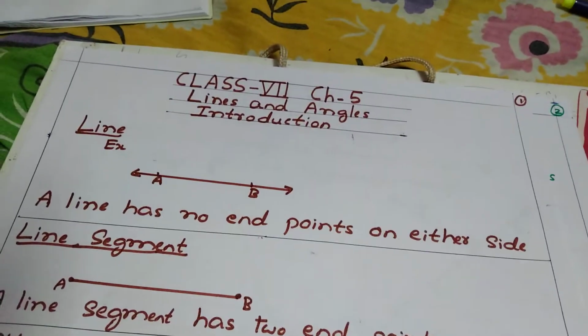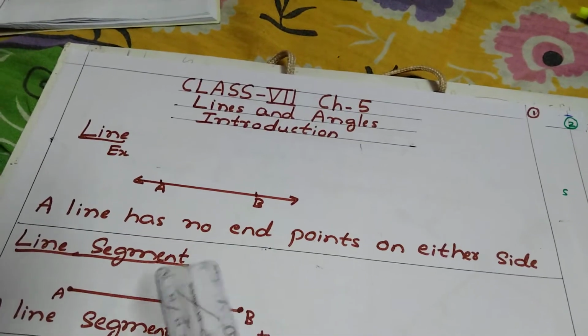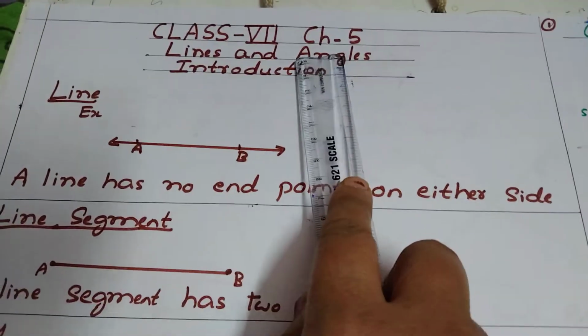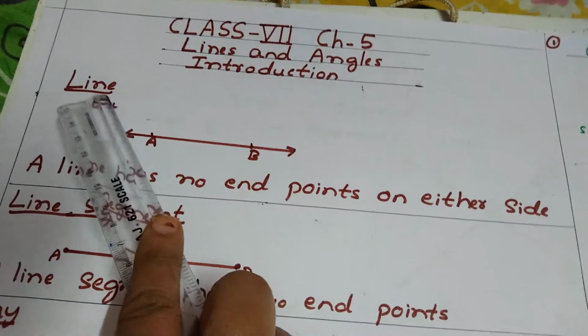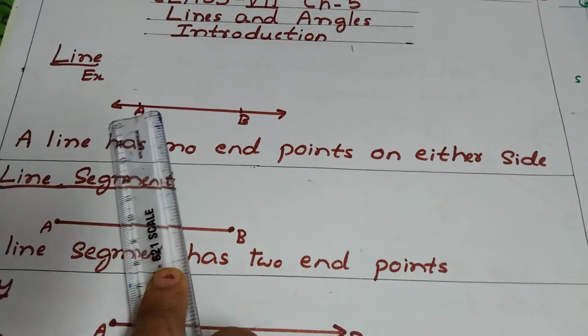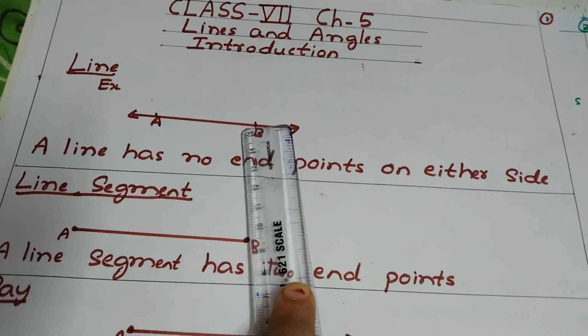Good morning, children. Let us study today chapter 5, Lines and Angles. Introduction. What is a line? See, if you draw like this one line, it is called a line.